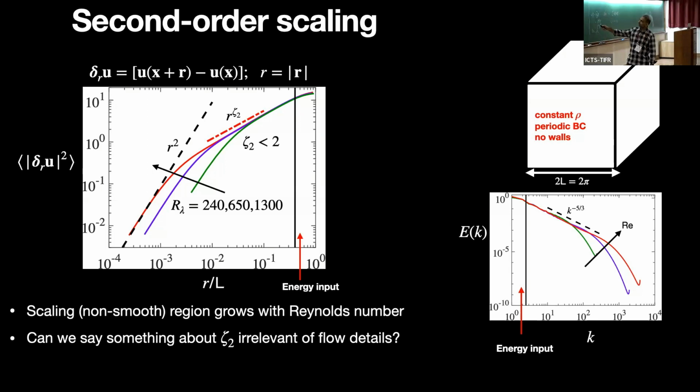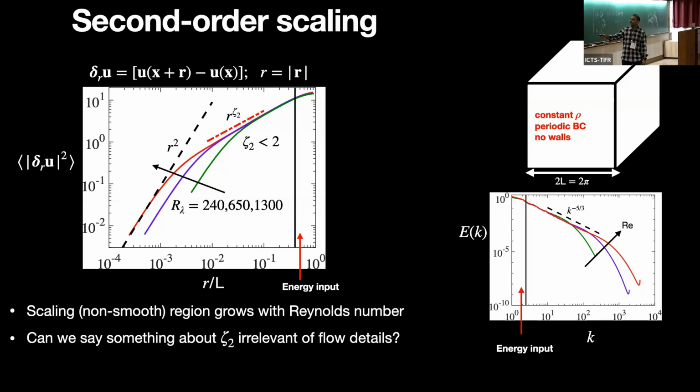The slope here, I'm representing it by r power zeta 2. Zeta 2 is the second order scaling exponent. And note that zeta 2 is less than 2, as you can clearly see. So the flow is non-smooth. The thinking is that as you increase the Reynolds number or decrease the viscosity, this non-smooth inertial region will grow with Reynolds number. The question that I would like to ask is, can we say something about this scaling exponent zeta 2 which is irrelevant of the flow details?